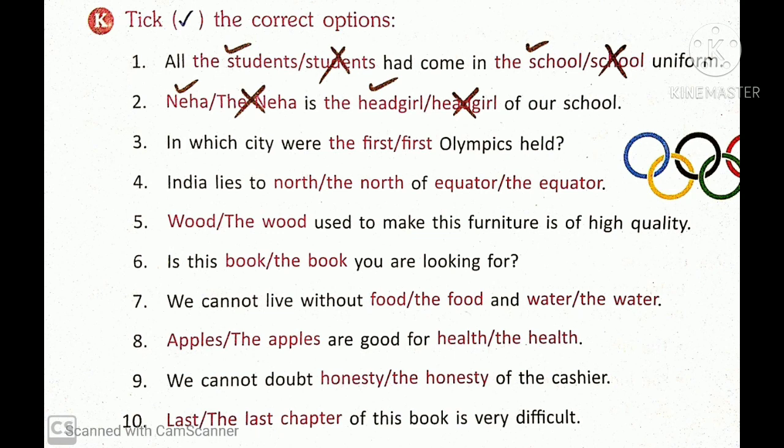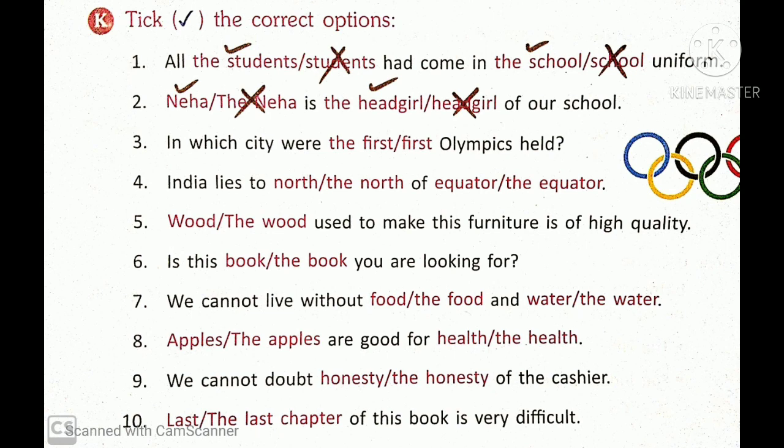Okay. Second, Neha, not the Neha. The Neha is wrong English. Neha is, what is she? Head girl of our school or the head girl of our school? So we are talking about Neha and her designation in our school. So we will write the head girl. Okay, Neha and the head girl.